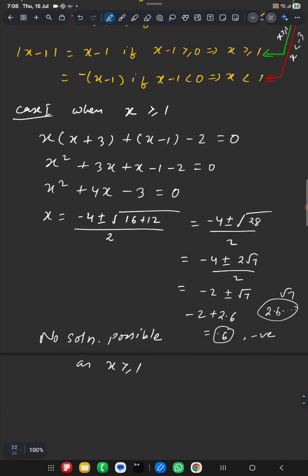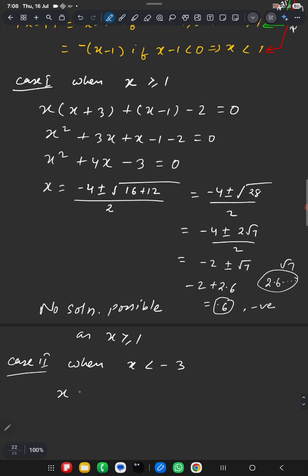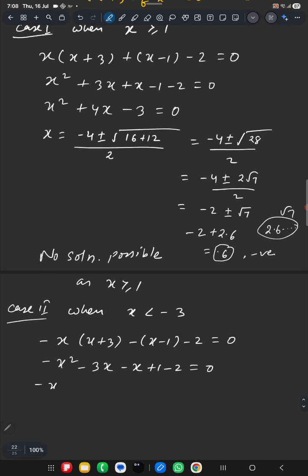Now we will discuss case 2, when x is less than minus 3. Both modulus functions will give you a negative value, so minus of x plus 3, and here also minus of x minus 1, minus 2 equal to 0. So minus x square minus 3x minus x plus 1 minus 2 equal to 0. You get minus x square minus 4x minus 1 equal to 0, which in turn gives x square plus 4x plus 1 equal to 0.